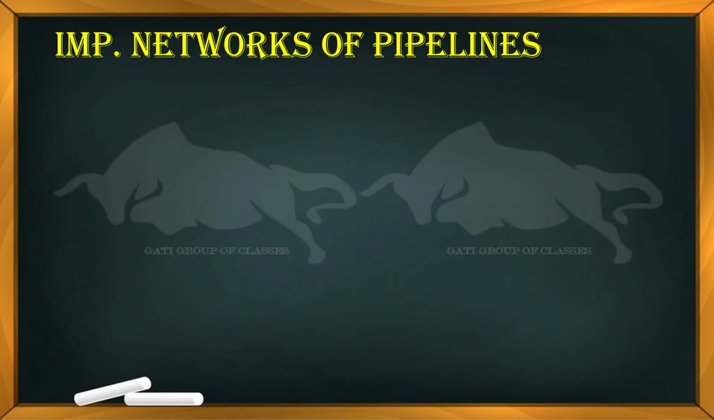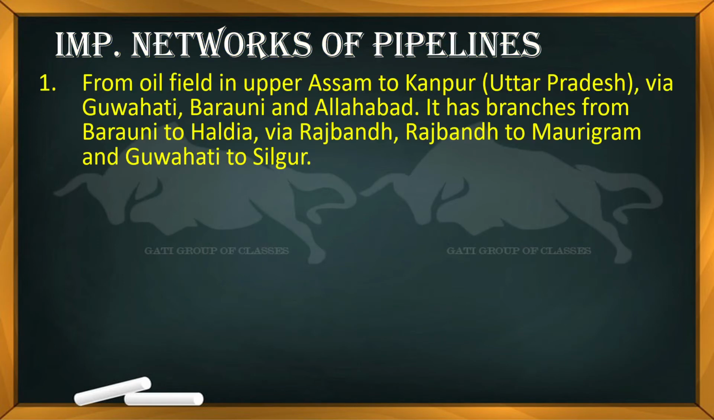So let's see what the important networks of pipelines are available in our country. First of all, the one from Upper Assam to Kanpur in Uttar Pradesh. Which places are over there? Guwahati, Barauni, Allahabad, and it also has some branches like Barauni to Haldia via Rajbandh to Maurigram, and Guwahati to Siliguri. So these are the branches of the Upper Assam to Kanpur oil fields.